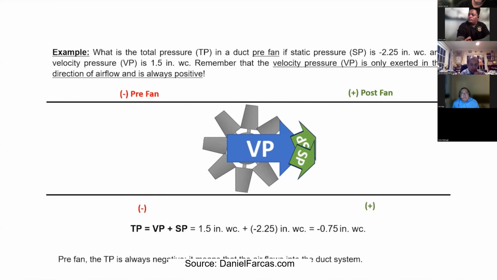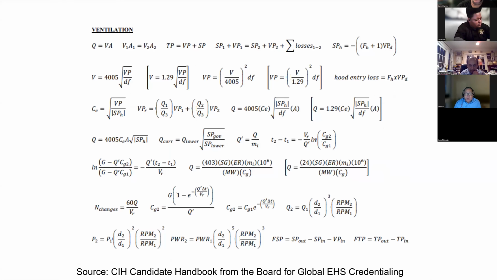All right. So basically, you got the main idea. Pre-fan, the static pressure is always minus. Post-fan, because it's pushing the air forward in the pipe, it's also pushing on the walls. So it's positive. That was the main idea. And now we're getting to higher and higher concepts.